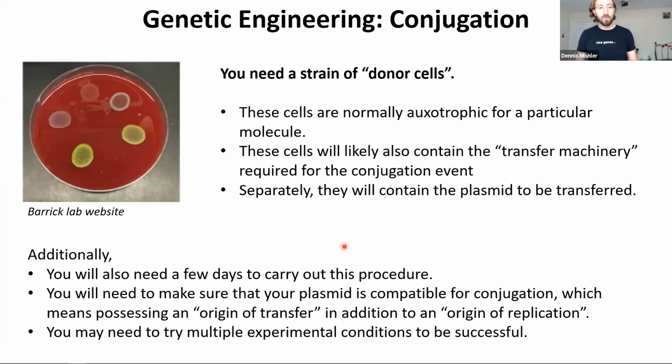Separately, as I mentioned before, these donor cells will also need to contain your plasmid. So you'll need to first transform your plasmid into your donor cells, maybe using the procedures we described in part 1 of today's webinar. But you're going to first need to make that donor cell contain your plasmid before it can transfer your plasmid to a recipient cell.